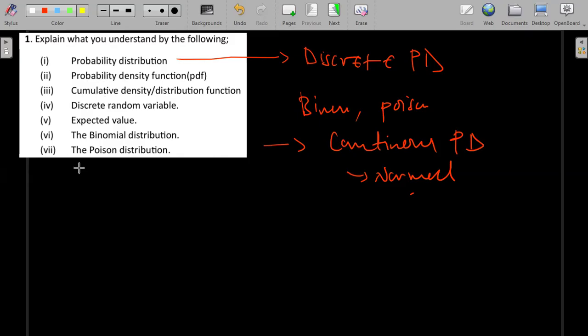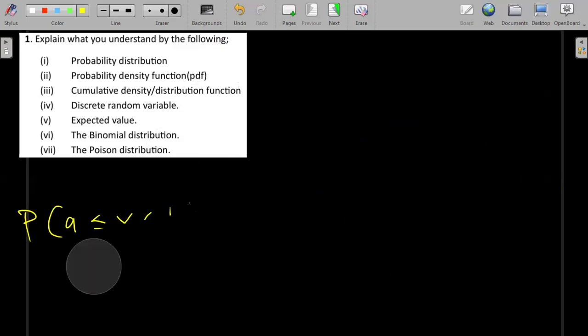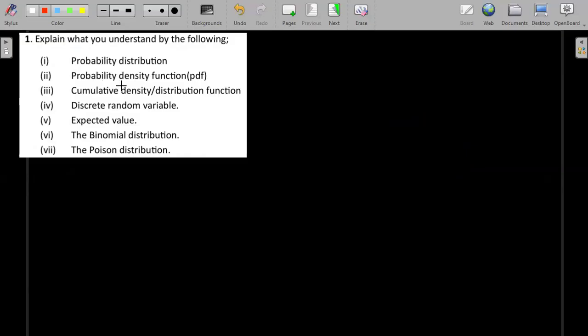So in a mathematical sense, we say that the probability of x being between a and b is equal to the integral from a to b of the function f of x dx. So we're going to be using these integrals here to find the probability density function. Right, so I've explained that one. And then what is the cumulative density distribution?